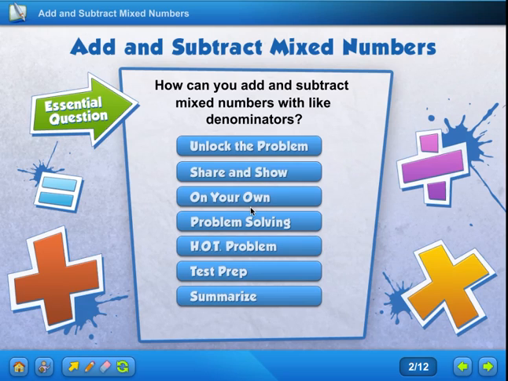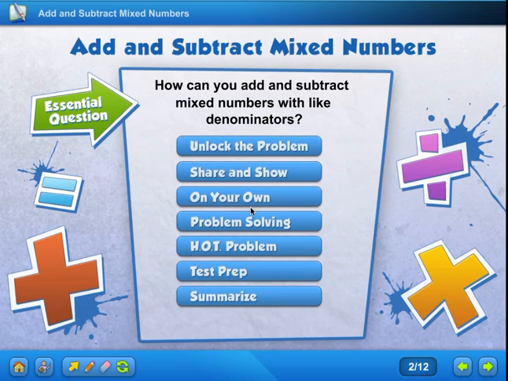Hello everyone, today we are in lesson 7.7, on page 293 in your colored math books. Today we are going to learn how to add and subtract mixed numbers. Remember, a mixed number has a whole number and a fraction. So the essential question asks, how can you add and subtract mixed numbers with like denominators?